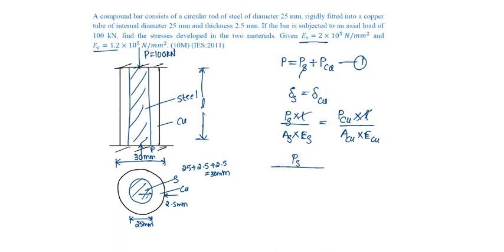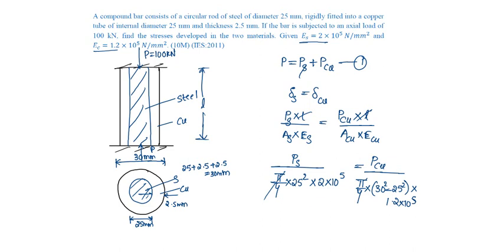PS by area of steel will be pi by 4 into 25 mm, so 25 square, into Young's modulus is 2 into 10 power 5, which is equal to copper by, it is pi by 4 into hollow section, so outer diameter square minus the inner diameter square, into Young's modulus is 1.2 into 10 power 5. The pi by 4 and pi by 4 get cancelled. PS, that is load carried by steel, will be equal to 3.7878 into load carried by copper.